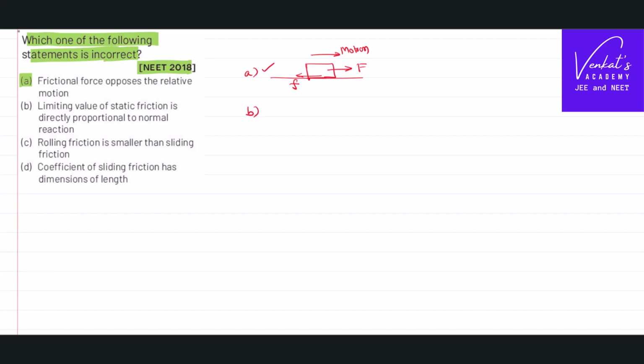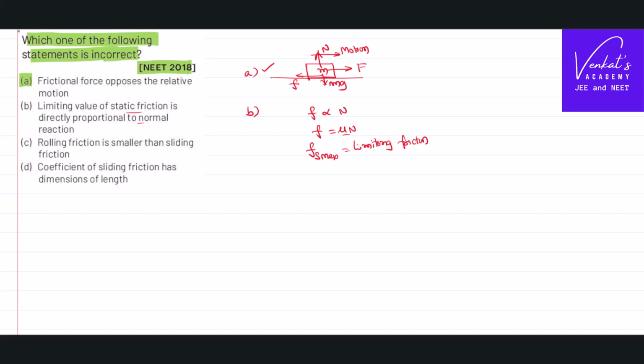Next, B. Limiting frictional force. So what is the meaning of limiting frictional force? Frictional force is directly proportional to normal reaction. In this case, say for example, weight is mg. Normal reaction is also mg itself, right? So frictional force equals mu into normal reaction, where mu is called the coefficient of friction. The maximum static frictional force is Fs maximum, which is also called limiting friction.